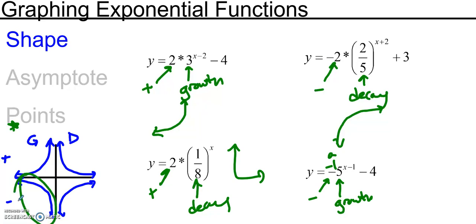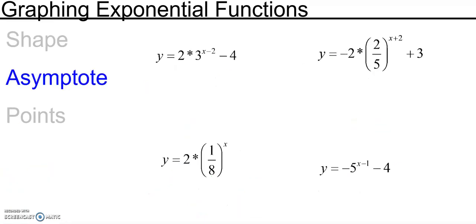Reflected growth puts me down there, so his shape's going to be something like that. Being able to dissect these two and get the shape is the first important step in order to graph. The second important feature of every graph is an asymptote.